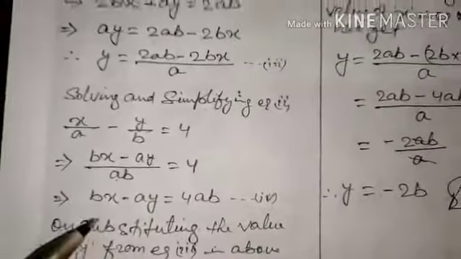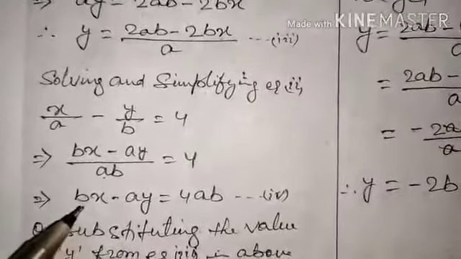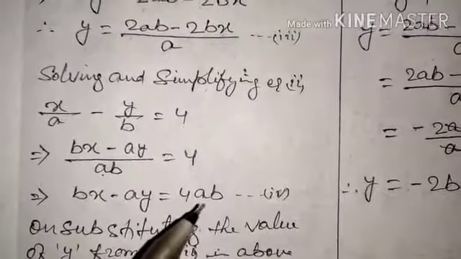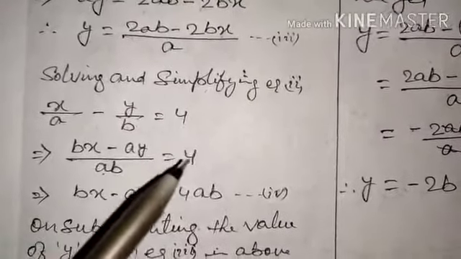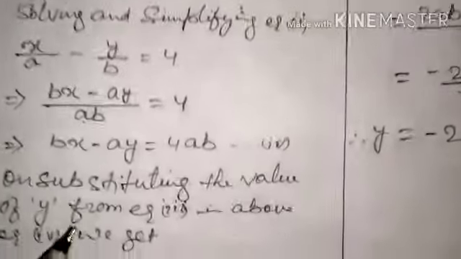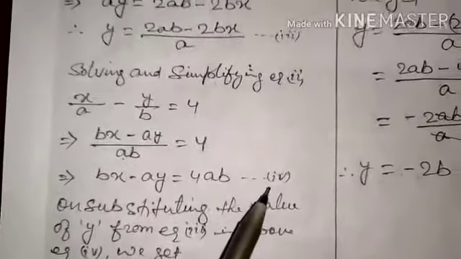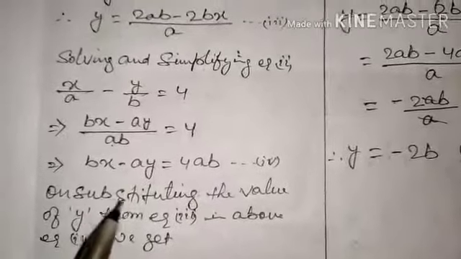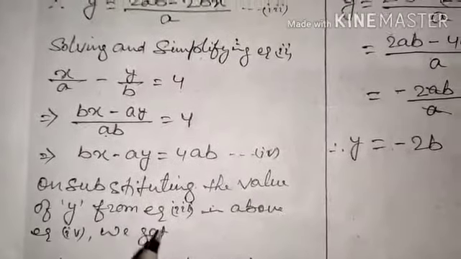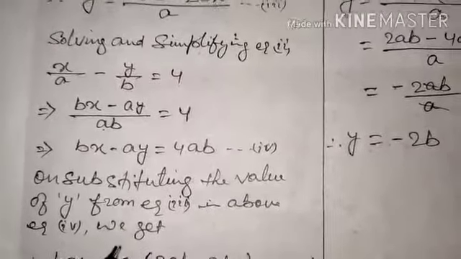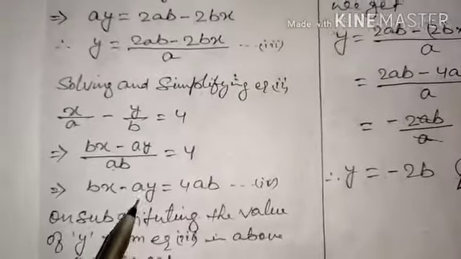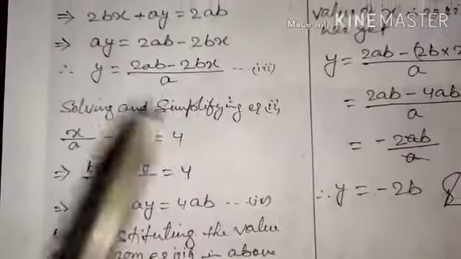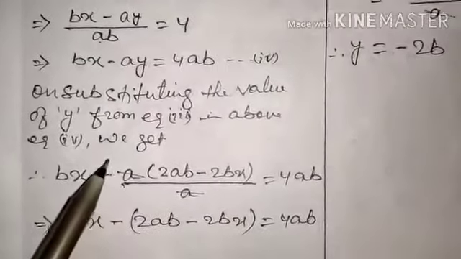is equal to 4. Continue with this. Bx minus ay is equal to 4ab. We had done the cross multiplication ab that side, so let us name it as equation 4. Now this is simplified, so on substituting the value of y from equation 3 into equation 4, we get... so we are going to substitute the value of y from equation 3 into equation 4. Okay, let us continue.